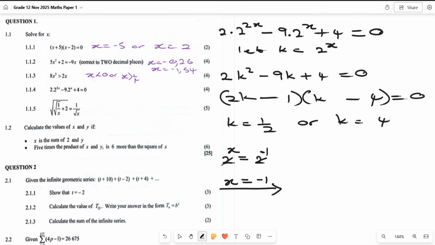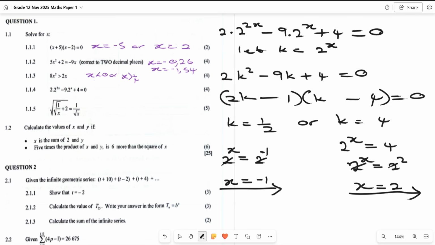We do the same over here. Remember, we said k is equal to 2 to the power of x. So we're going to say 2 to the power of x is equal to 4. But what do we know about 4? We know that 4 is equal to 2 squared. So 2 to the power of x is equal to 2 squared. Like that, we drop the bases. x is going to be equal to 2.